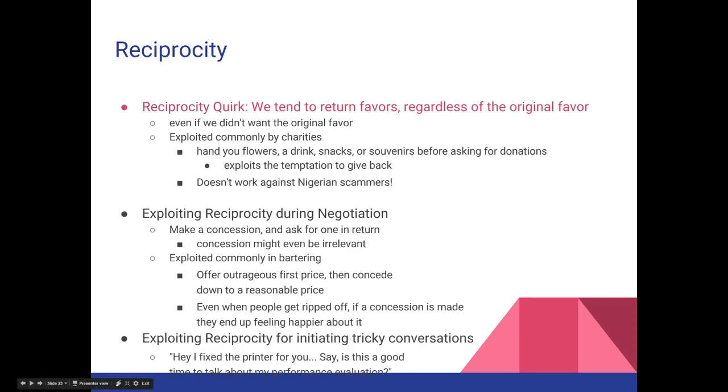So the reciprocity quirk is the phenomenon that we tend to return favors regardless of what the original favor was. Even if we didn't ask for the original favor, we didn't even want it. This is commonly exploited by charities. They will hand you flowers, drinks, or snacks, say at a big reception, and then they'll later ask you for donations, and this is targeted to exploit the temptation to return the favor, to give back.